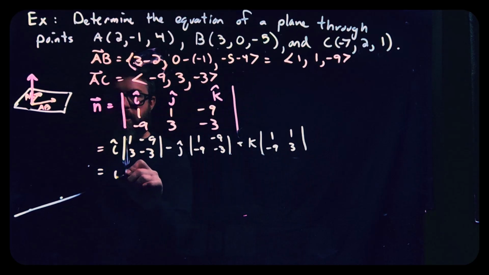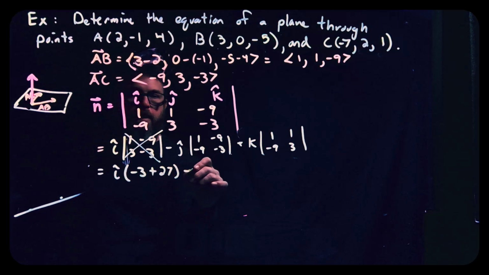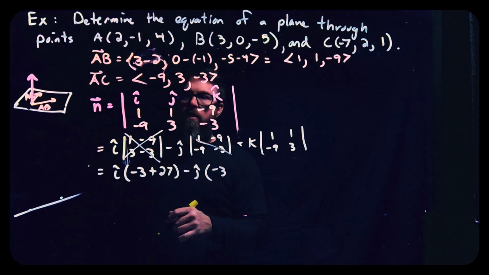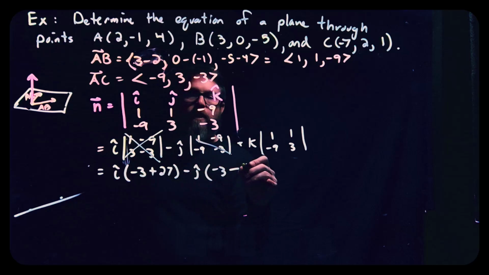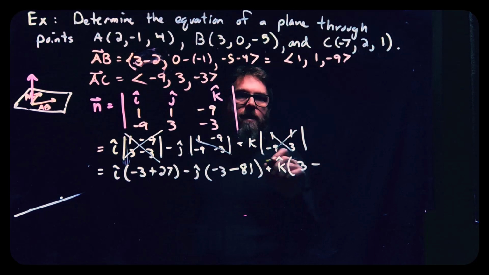So this is going to be equal to i times, now we're going to multiply the main diagonal and subtract it by the multiplication of the other diagonal. So this is going to be minus 3 this way, and then it's going to be minus a minus 27, so plus 27. Minus j, similarly, this is going to give us negative 3. Is that right? Yeah, because I got two ones. And then I have minus a positive 81, so it's minus 81. These are big, whatever, doesn't matter. So plus k times, this will be 3 minus a negative 9.